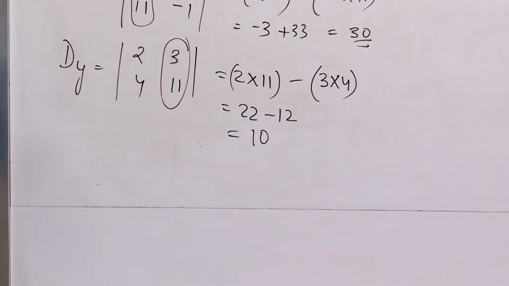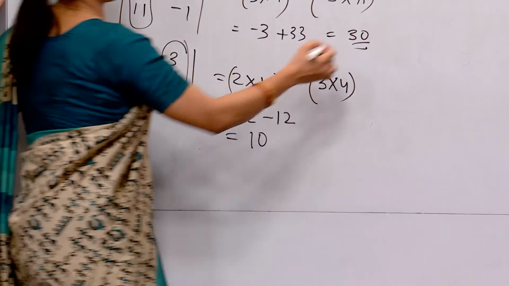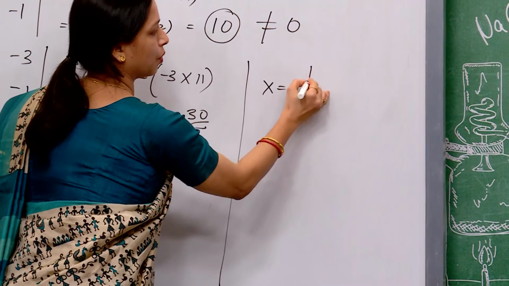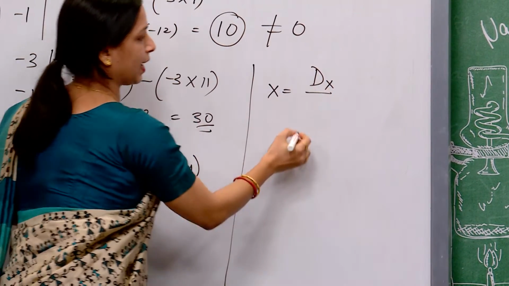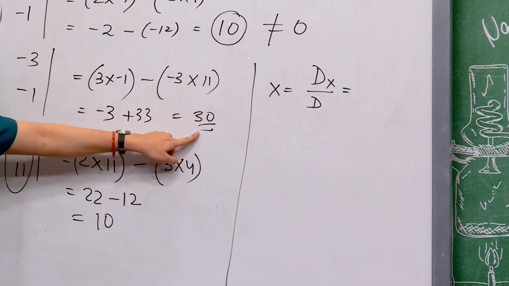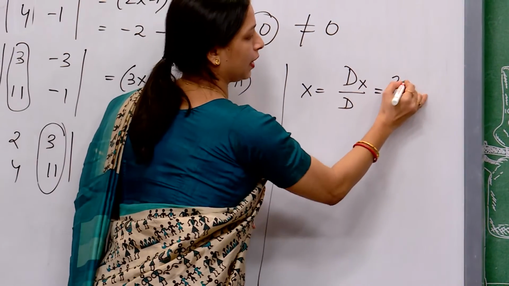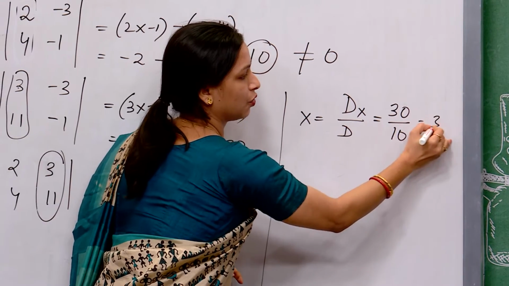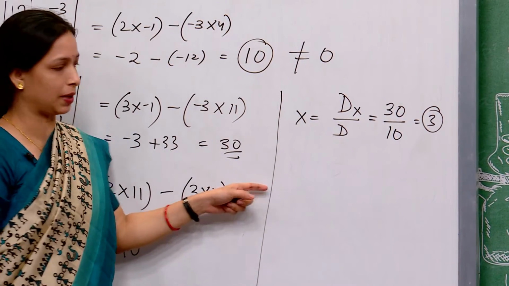Now, we have to find the values of x and y. To find the value of x, we divide Dx by D. The value of Dx is 30 and the determinant value is 10. So, we get 3. So, x equals 3.